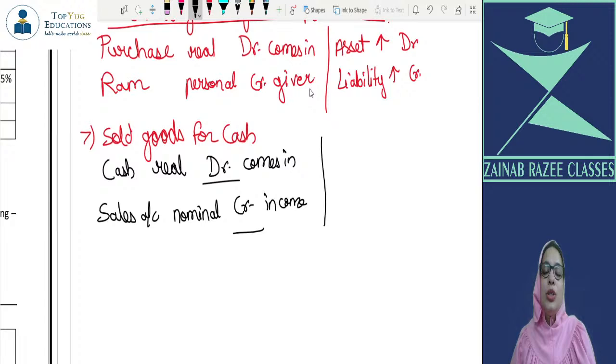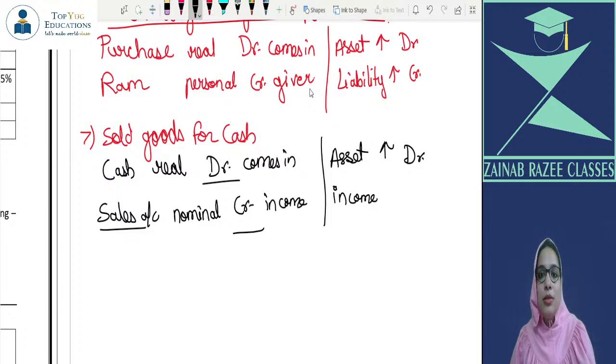And from modern approach, cash is an asset. Asset increases, thus it is debited. Sales is an income. Income is a credit balance. Okay, sales is an income. Income is a credit balance. So when income increases, credit.